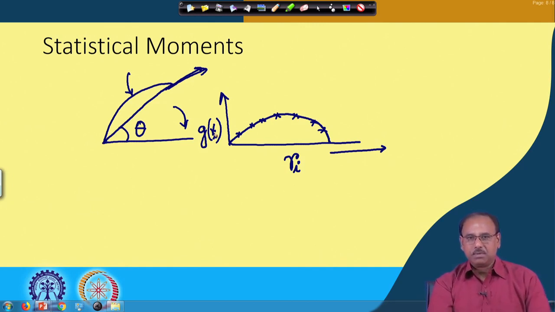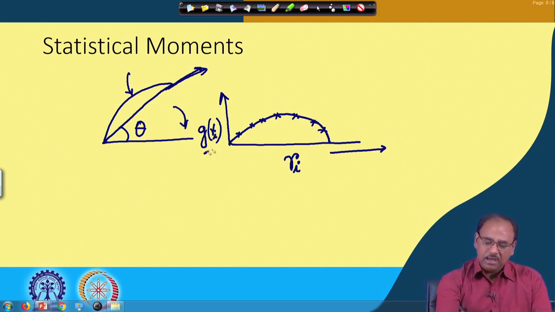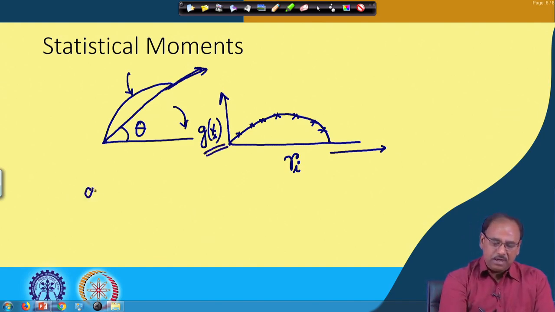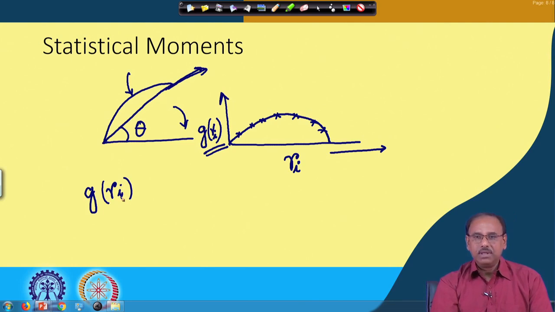Now, if I normalize this boundary by the area under this segment, in that case, this g(r_i) is nothing but a histogram. So, what I can say is that after normalization, this g(r_i) tells me the frequency of occurrence of this discrete variable r_i in this particular scenario. So, it is a frequency of occurrence. Once I have this frequency of occurrence, I can compute different types of statistical moments.